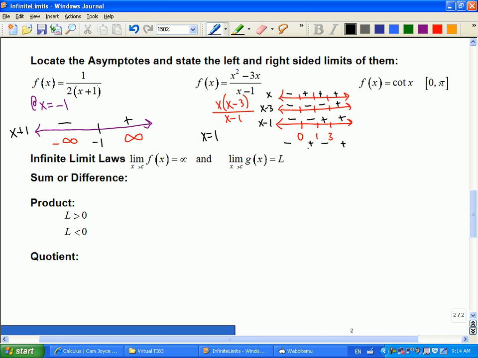So I can see the left-hand side. So maybe I'll just put it up here. From the left-hand side, it's going to be positive. It goes to regular positive infinity. And from the right-hand side is here. It's going to go to negative infinity.